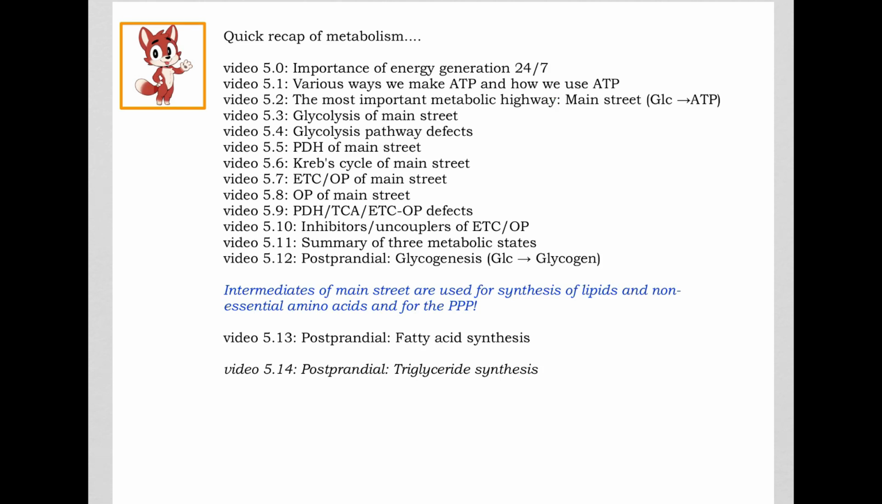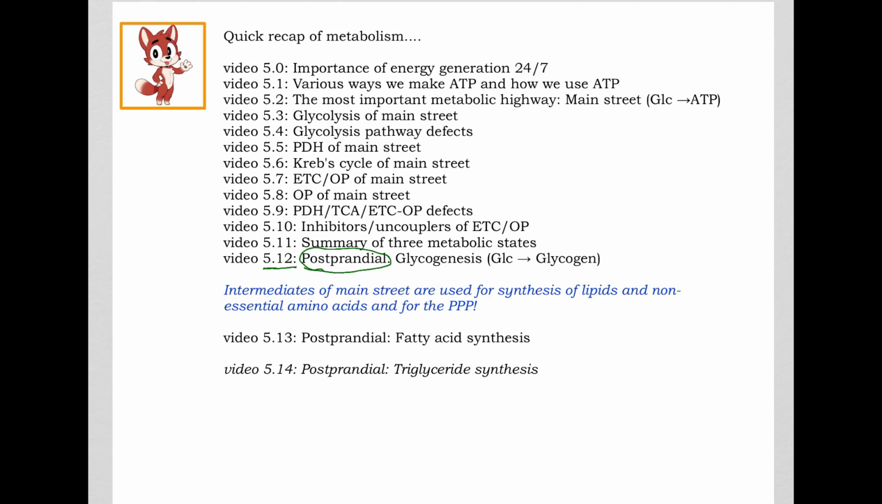In video 5.11, we talked about the three possible metabolic states that humans can go through, and that is postprandial, after a meal, early starvation, between meals, and late starvation, if you have not eaten for more than one day. And in video 5.12, we started with this state, postprandial.